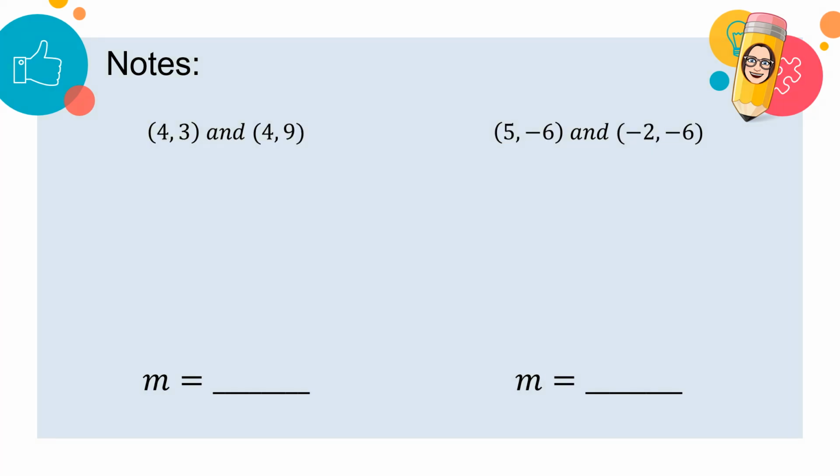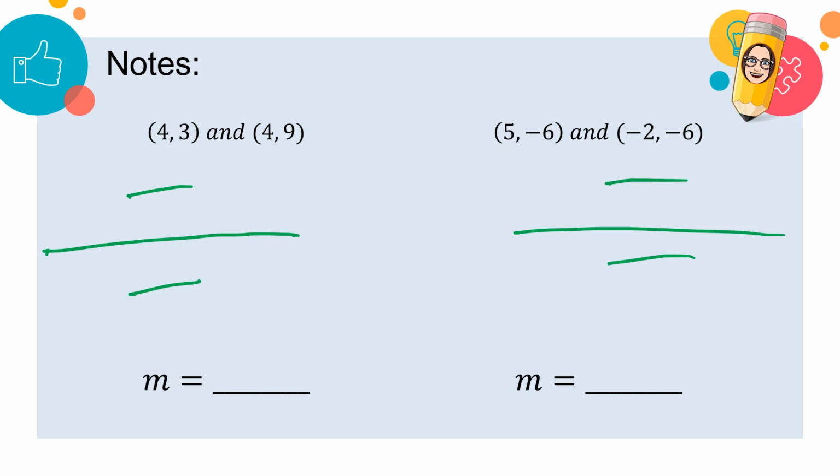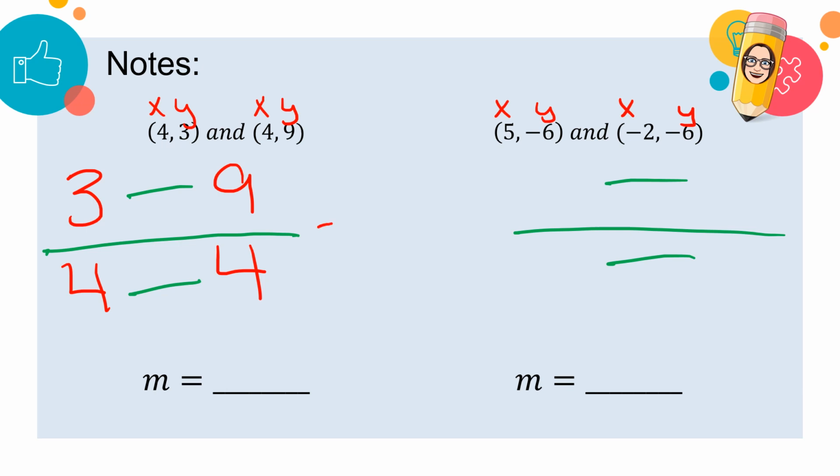Let's take a look at these two. Let's set up. We are finding the change in y's over the change in x's. I promise you labeling xy, xy will be helpful. The change in y's goes on top. The change in x's goes on bottom. 3 minus 9, 4 minus 4. Uh-oh, I can't divide by 0. That's not okay. That's no go. So we need to write undefined.